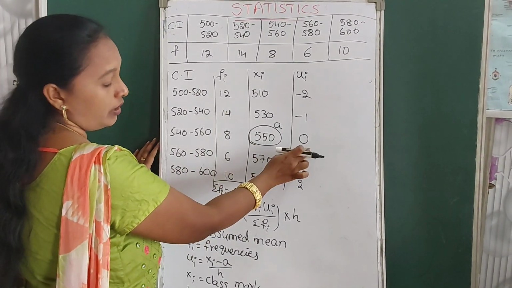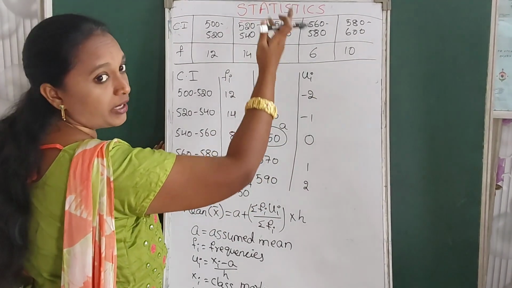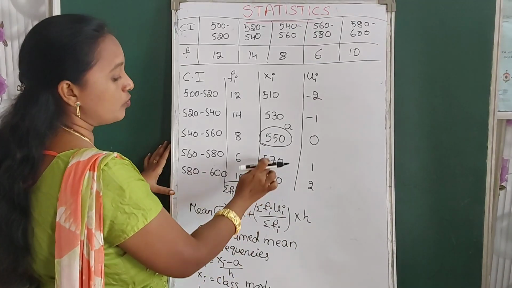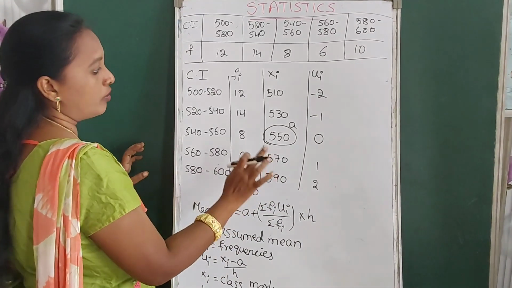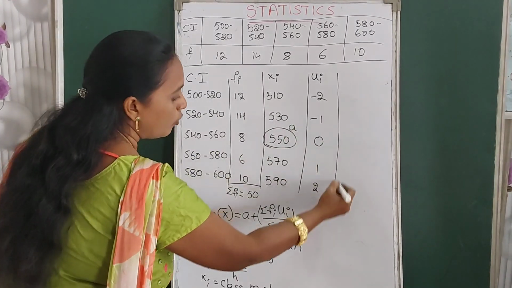Simply beside A, the assumed mean, keep 0, and upside go for negatives and downside go for positives if the number is more. If it is less, keep -1. Okay, now I got the ui's also.